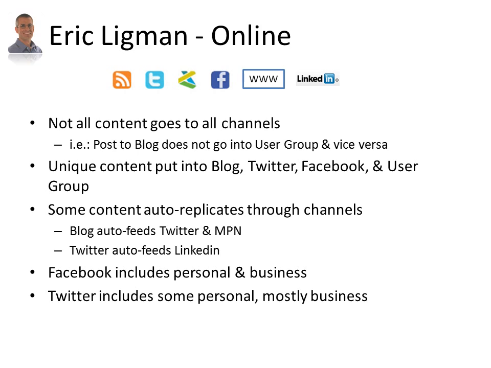Now, I will every once in a while answer a question inside the user group with a link back to a blog post, but the blog content does not automatically replicate into the user group. I do put unique content into the blog, into Twitter, into Facebook, and into the user group. So there's unique content that goes into the various different ones. And then some of the information does auto-replicate, and I did put a slide here, I'll show you that in a moment, on how that works.